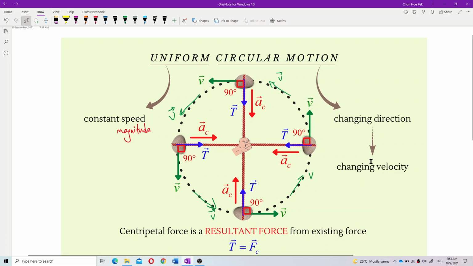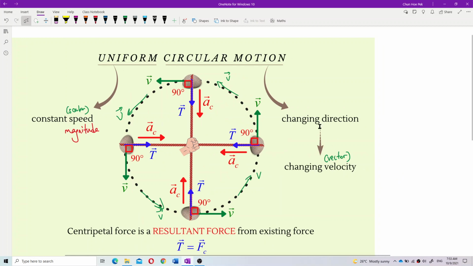That's why, when talking about velocity, it is also changing. For speed, it is constant. Speed is what we call a scalar quantity. But velocity is a vector quantity. Why is the scalar quantity constant? Because the magnitude is constant. But velocity is a vector, which consists of both magnitude and direction.